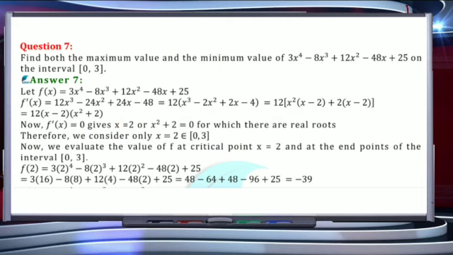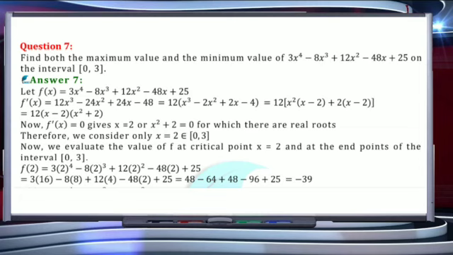Question number 7 of your exercise 6.5 is: find both the maximum and the minimum values of the function 3x^4 minus 8x^3 plus 12x^2 minus 48x plus 25 on the closed interval [0, 3]. As we used to proceed, first we are going to find the first order derivative, then substitute that derivative equal to 0. Whatever values of x come out to be will be our critical points. Then we are going to check the value of the function on all the points that are given to us.